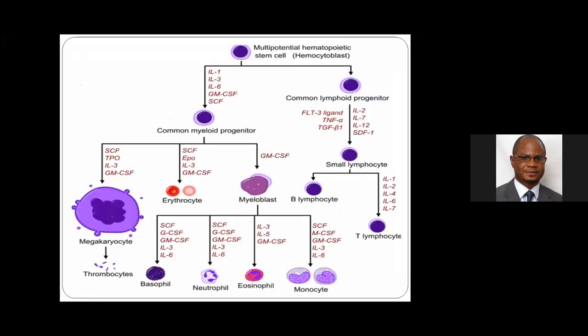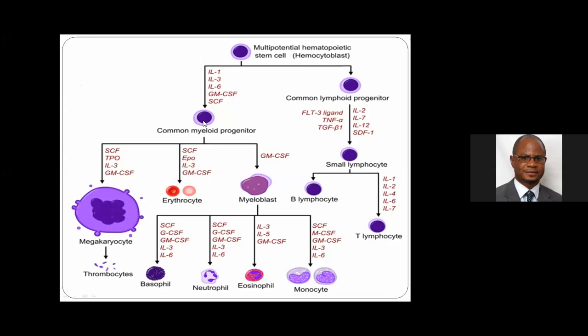I don't know if this table is there. So very good. It's good we have this. So look at it here. If you expose the multipotential stem cell to interleukin-3, 6, GM-CSF, and SCF, stem cell factor, you will convert this cell into a myeloid cell.